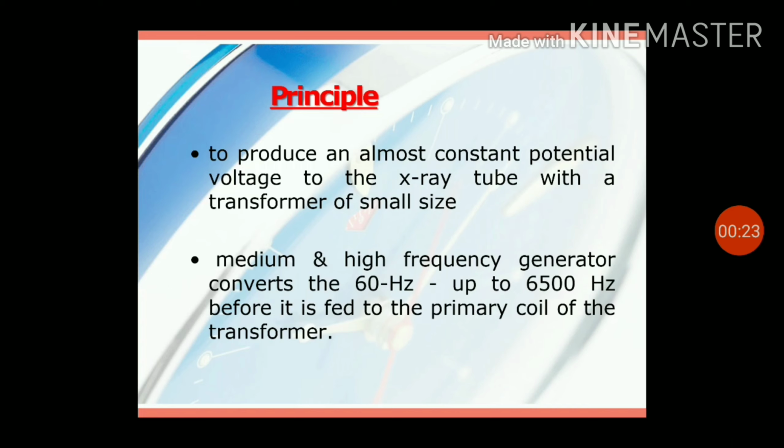As we have seen in generators, the rate of change of current in the primary coil was determined by the incoming power supply. So what do medium frequency generators do? They will convert this 60 Hz or 50 Hz power line frequency up to 6500 Hz before it is fed into the primary side of a high voltage transformer.